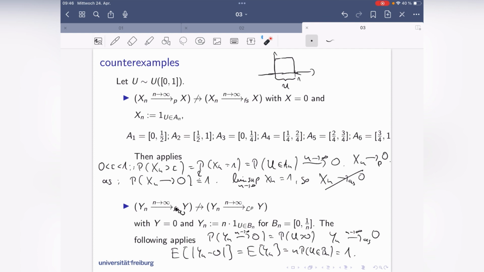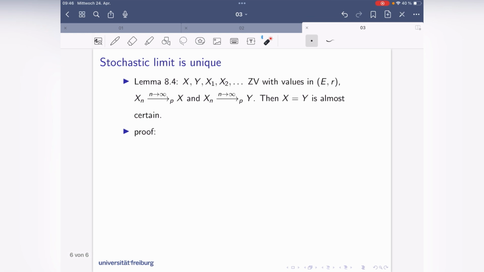So we have here two examples. The first one, we have convergence in probability, but not almost surely. And in the second, we have convergence almost surely, but not in Lp. Okay.